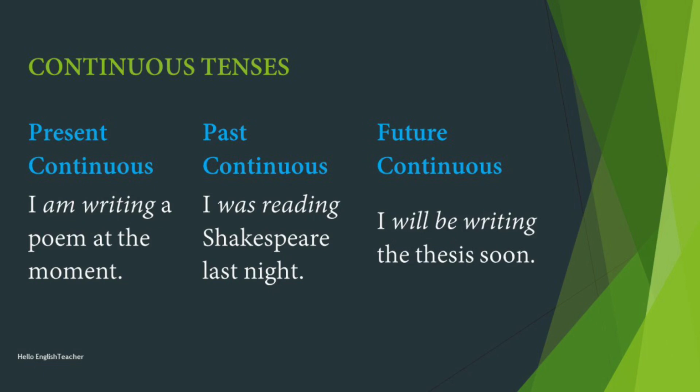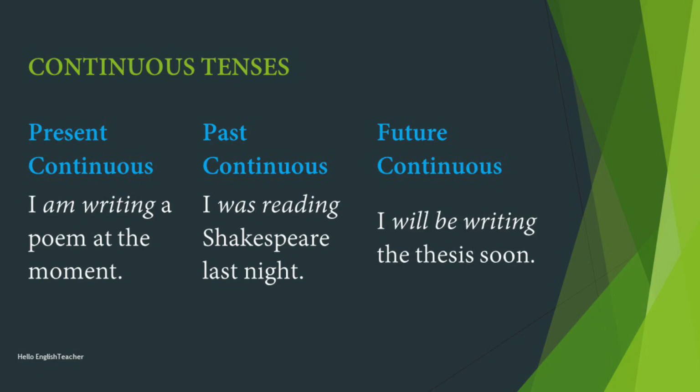You are going to be waiting for her when the plane arrives. You are going to be waiting for her when the plane arrives tonight. These are some examples to show you the future continuous tense. Now, I have given a very simple example for the future continuous tense. It is I will be writing the thesis soon. I will be writing.